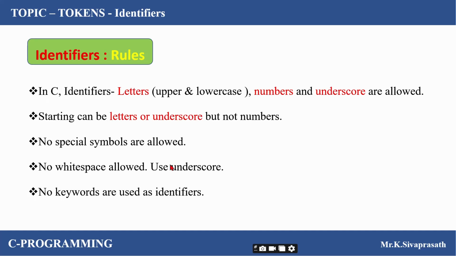Now coming to the rules for the identifiers. Letters, numbers and underscores are allowed. Letters, both uppercase and lowercase, are applicable. Another important rule is that the identifier must start with a letter or underscore only, whereas numbers are not allowed at the start. Apart from that, no special symbols are allowed, and no white spaces are allowed. Instead we can use underscore. And no keywords are supposed to be used as identifiers. This we have already seen. A keyword has its own specific meaning and does its own task, so we should not club keywords and identifiers.